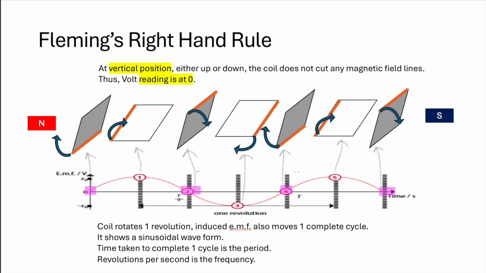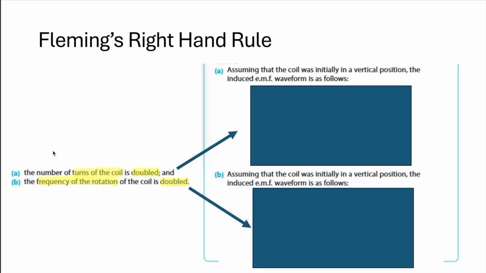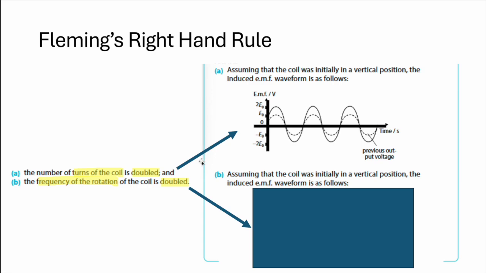And similarly, if you want to increase the power, the amount of voltage, you can increase the number of turns the coil has. If you double the number of turns and you turn it at the same speed, then the amount of EMF generated will be twice at the positive and twice at the negative.